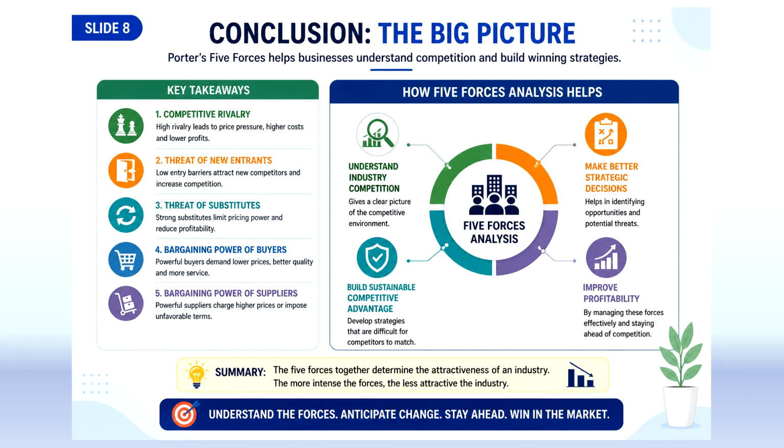In conclusion, Porter's five-force model helps organizations understand the overall competitive environment of an industry. As we have seen, these five forces, competitive rivalry, threat of new entrants, threat of substitutes, and the bargaining power of buyers and suppliers, together determine industry attractiveness and profitability. By analyzing these forces, businesses can identify opportunities, anticipate challenges, and make better strategic decisions. It also helps in building a sustainable competitive advantage and improving long-term performance.